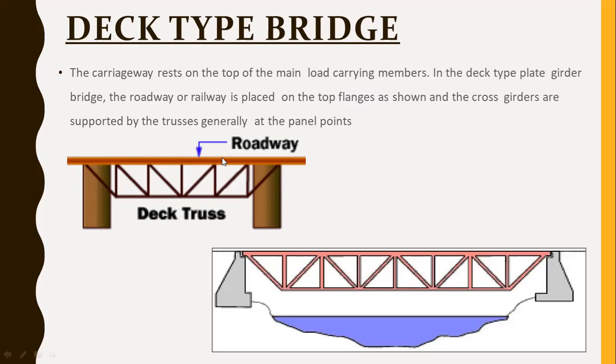Here we consider this as the top chord member. As you can see in the figure, this upper horizontal line is known as the top chord member. So the whole floor system is raised on this top chord member, and the cross girders are provided at the top of the truss, so that the load is received at the top chord joints of the truss. These joints are mostly load carrying members.